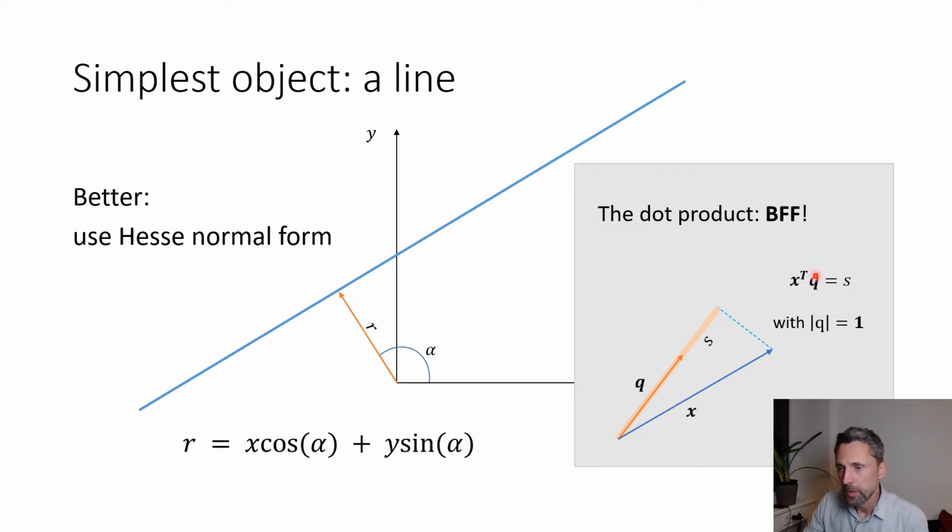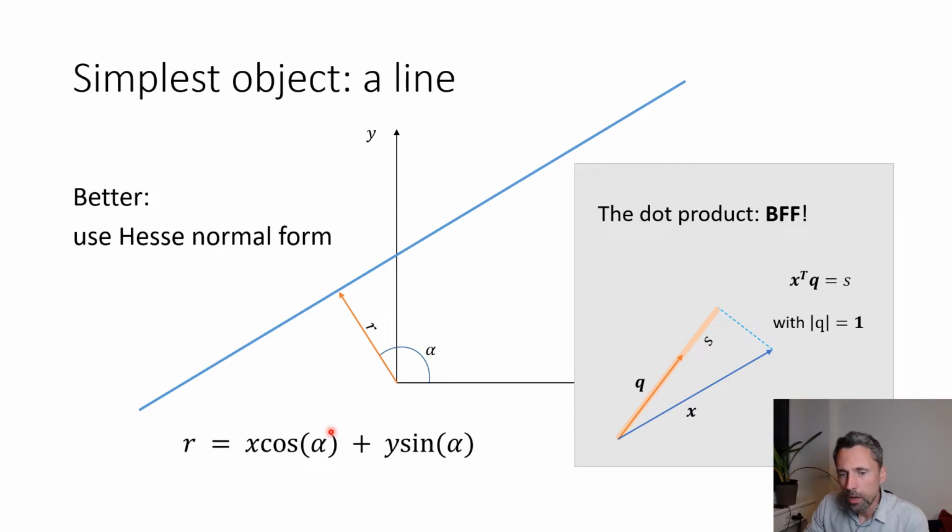Scalar product. So let's think of Q as a unit vector. So length of Q is 1. Then this dot product here results in a number that is basically the orthogonal projection of this vector x onto this vector q. Okay, so that gives us the length of the projection.